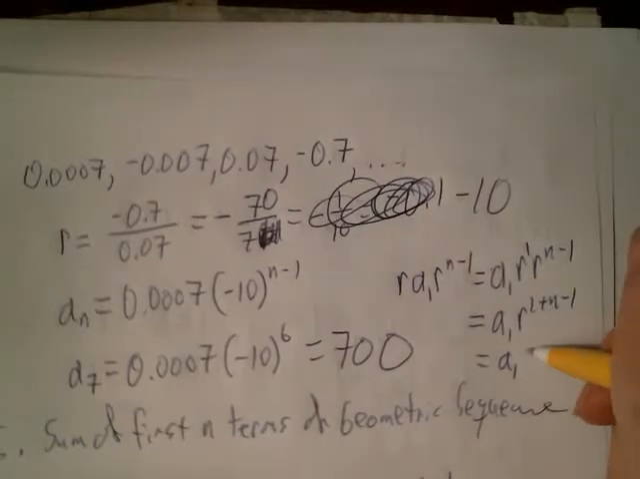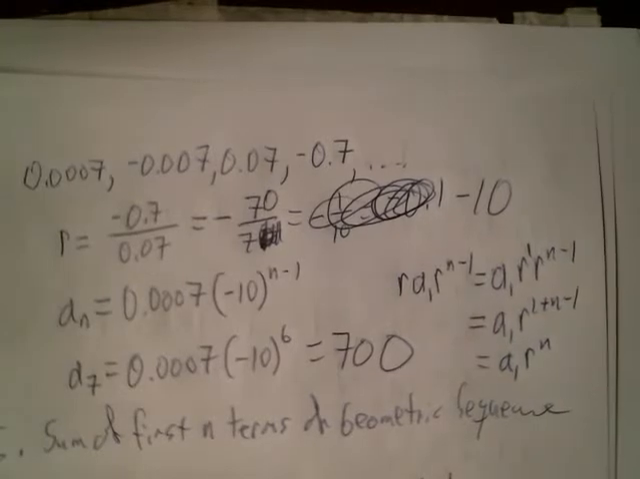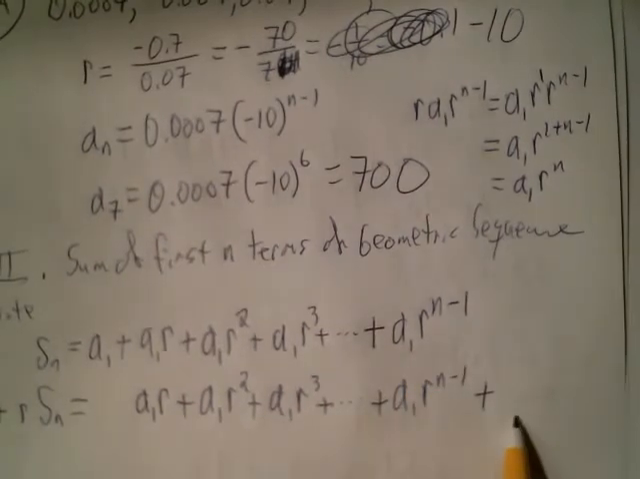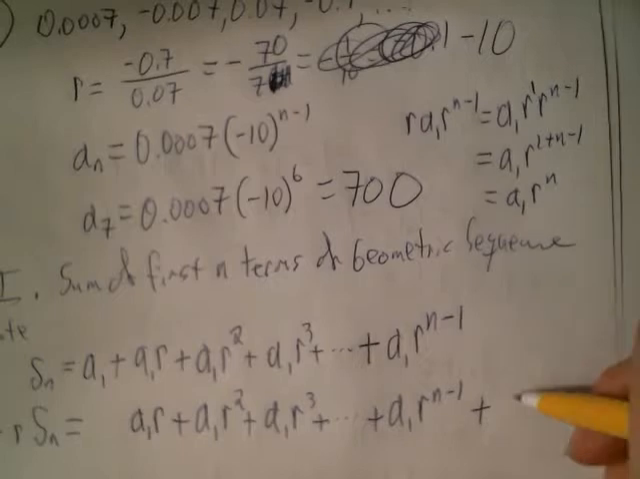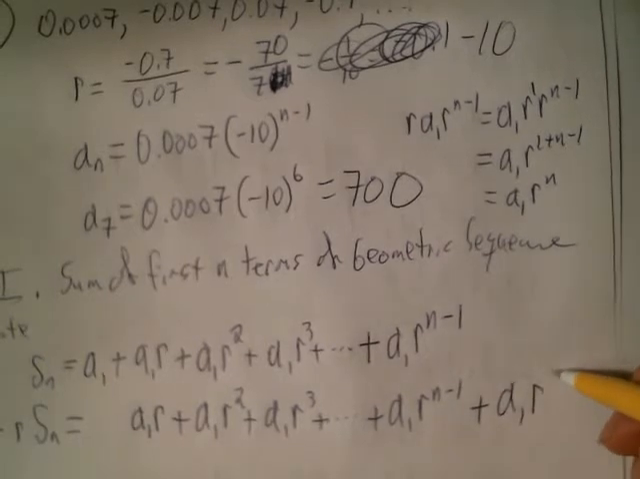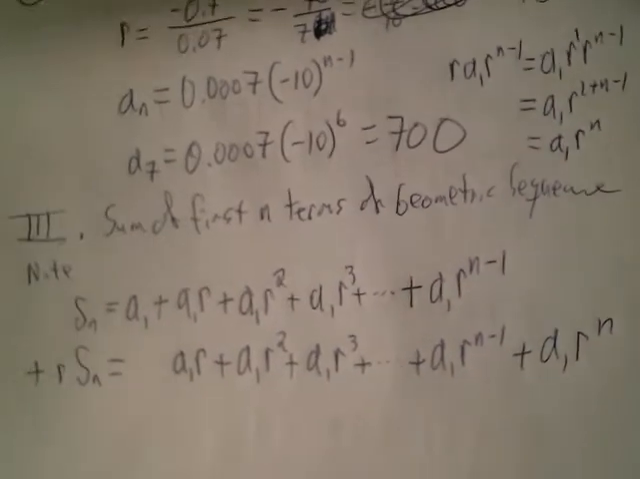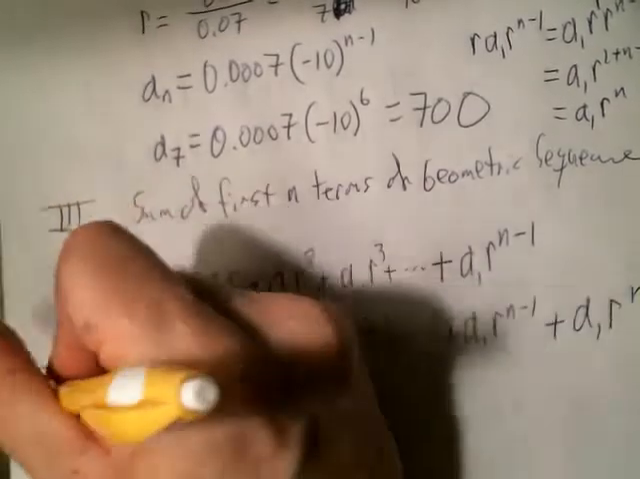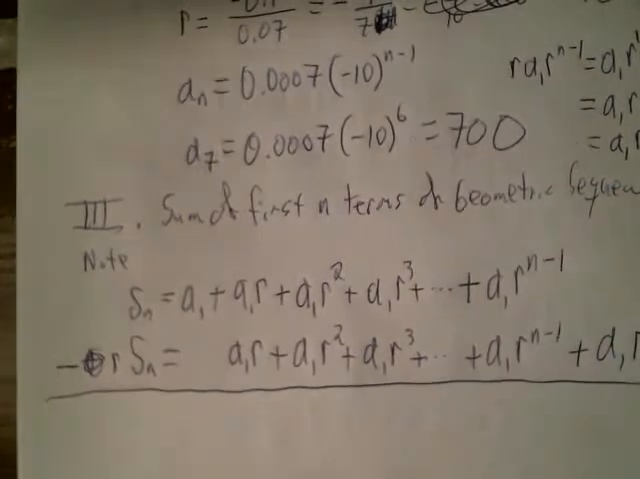And then 1 plus n minus 1 is r to the nth power. Okay, so when you multiply this term by r, you're going to end up with a sub 1 r to the n. Oops, and we don't want to add them, sorry. We're going to subtract them this time, so it's a little bit different.